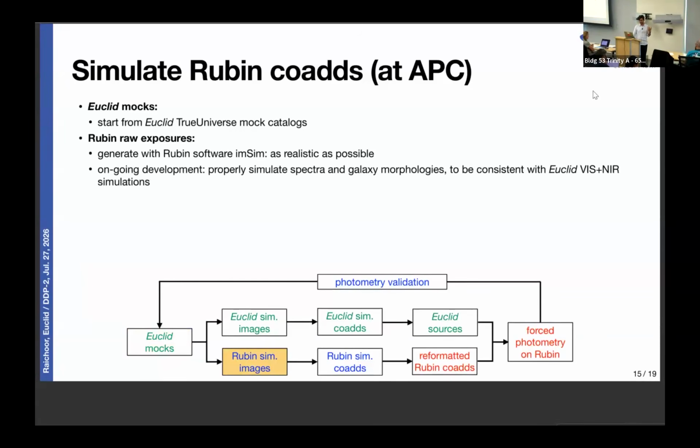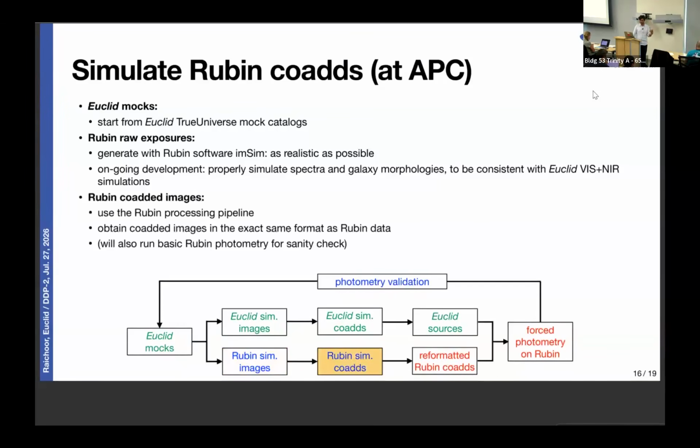The key point is that I will tweak that to model the spectra and the galaxy spectral morphology in the same way it is done in the Euclid pipeline, so that we have a consistent set of images at the end between Euclid and Rubin. Then we'll run those raw images through the Rubin processing pipeline to obtain coadds that will be in the very same format as the actual coadds we'll receive. For all of that, Jim Chiang, somewhere here, has been of great help in helping me go through this.